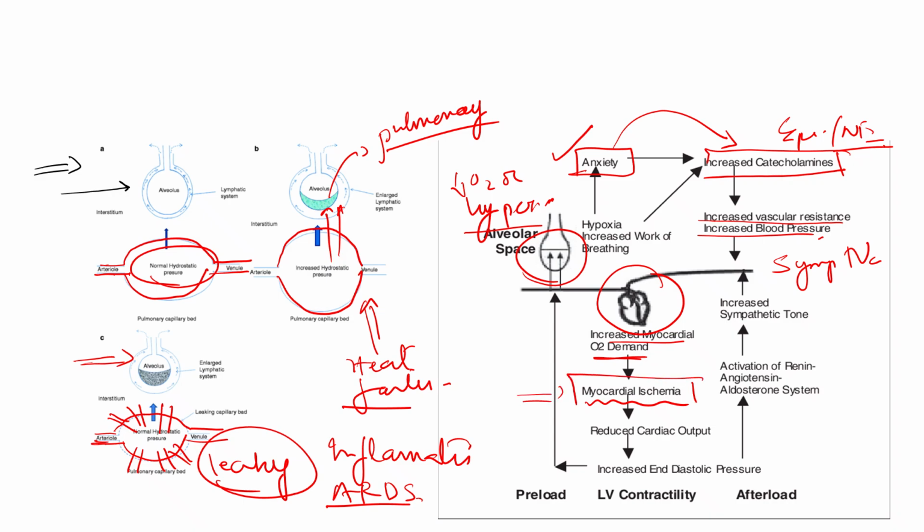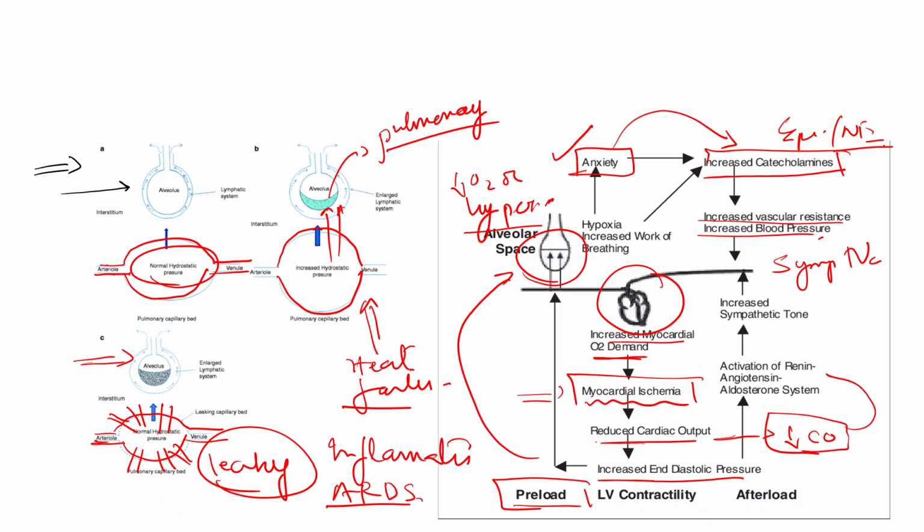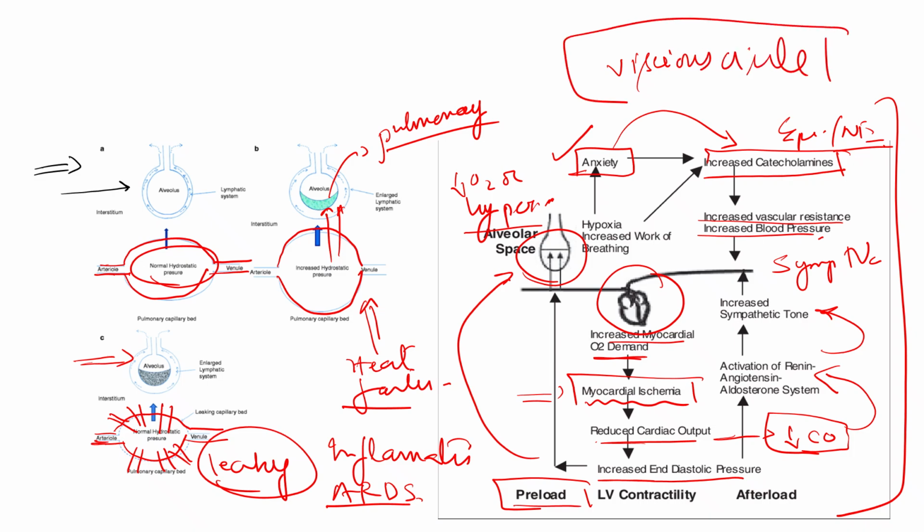So if the ischemia develop, patient will develop reduced cardiac output, which will result in increased end diastolic pressure, increased preload, which will further exacerbate pulmonary edema and hypoxia. When the heart is not pumping very well and heart has, let's say, decreased cardiac output, that will activate renin angiotensin aldosterone system, which will further increase sympathetic tone. So that will create a vicious circle with pulmonary edema.